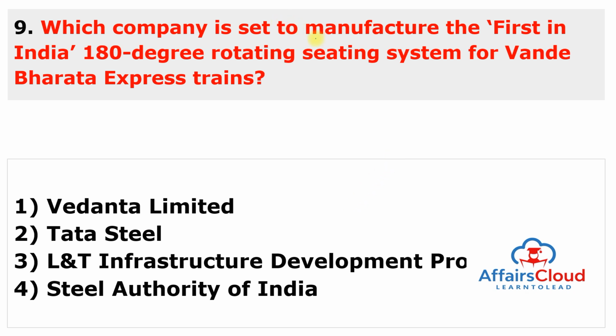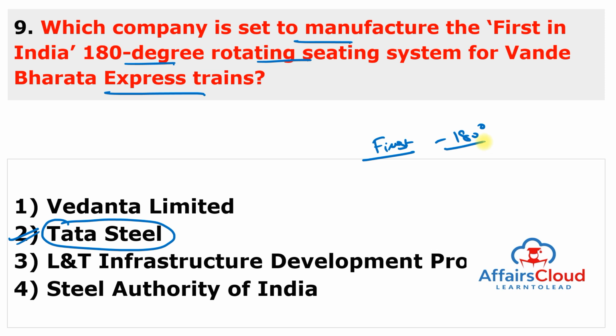Next is which company is set to manufacture the first in India 180-degree rotating seating system for the Vande Bharat Express train. This is again very important and the name of the company is Tata Steel. Answer of this question is second. So Tata Steel is set to manufacture first in India 180-degree rotating seats for the Vande Bharat Express trains.